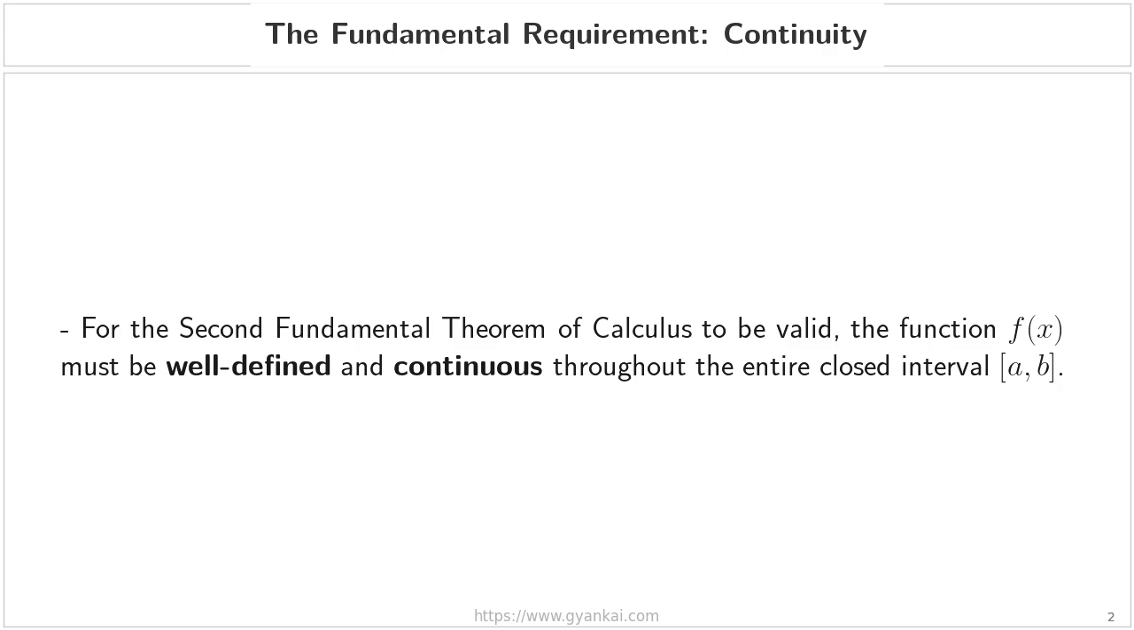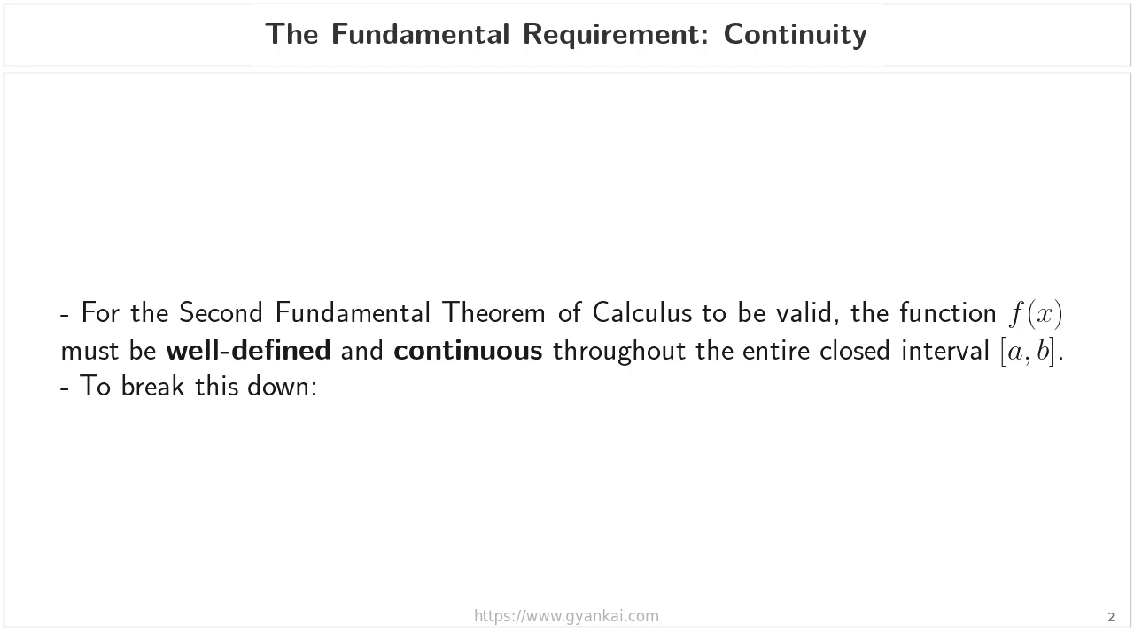The core idea is this. For the second fundamental theorem of calculus to be valid, the function we're integrating, which we represent as f of x, must be both well-defined and continuous across the entire closed interval from a to b, written as [a, b]. Remember, a closed interval includes the endpoints, a and b. Now, let's break down what well-defined and continuous actually mean.